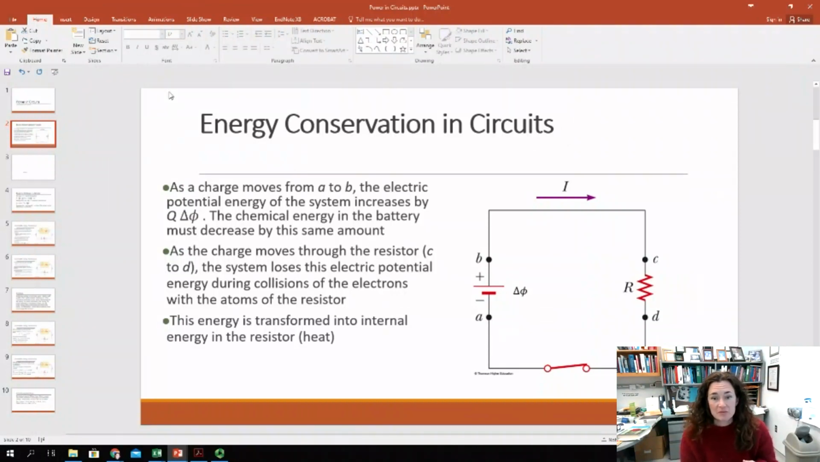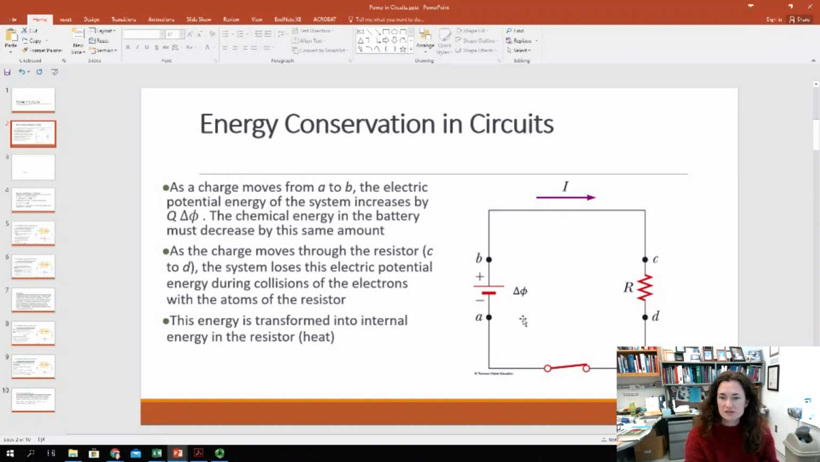What happens in a battery is that chemical reactions occur that provide energy. As those chemical reactions take place, the elements within the battery start to be used up. So any energy that the battery supplies to the circuit is lost by that battery. The amount that the battery increases the electric potential energy of a system would be equal to the amount of charge it moves, Q, times the voltage of the battery, delta phi. And then of course the chemical energy of the battery decreases by that same amount.